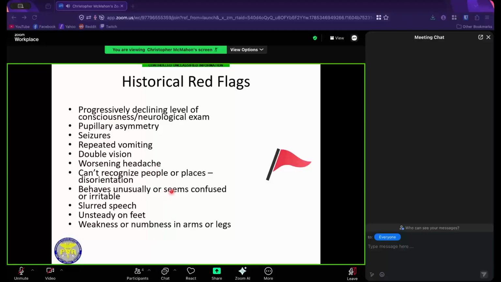Behaves unusually or seems confused or irritable, slurred speech, unsteady on feet, weakness or numbness in the legs. All these things are causes for secondary injury. Grandma wanders out into traffic now, or we fall down more often. Pay attention to these red flags; they clue you in. It's like, hey, maybe I need to socially admit this person, AKA, I can't release them home to themselves. They don't have their ADLs anymore. They're at risk for hurting themselves.